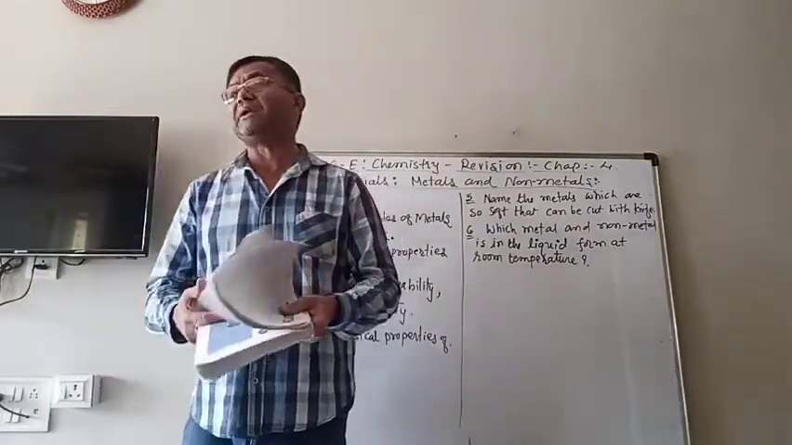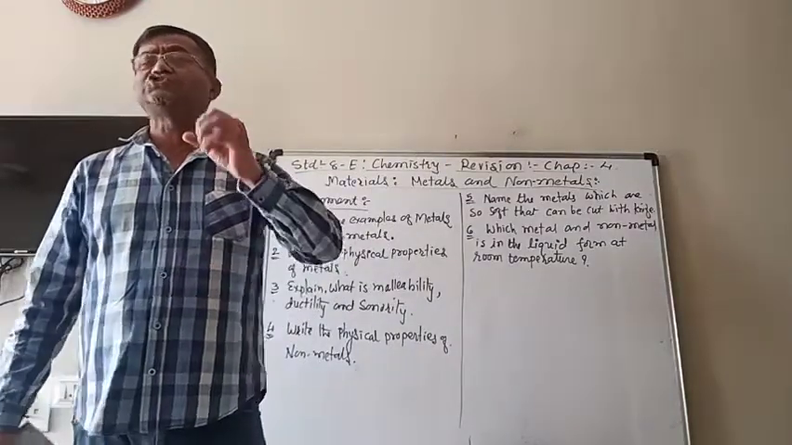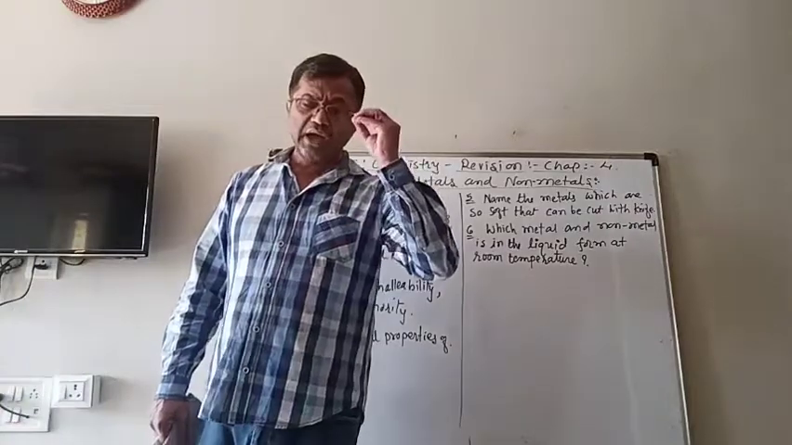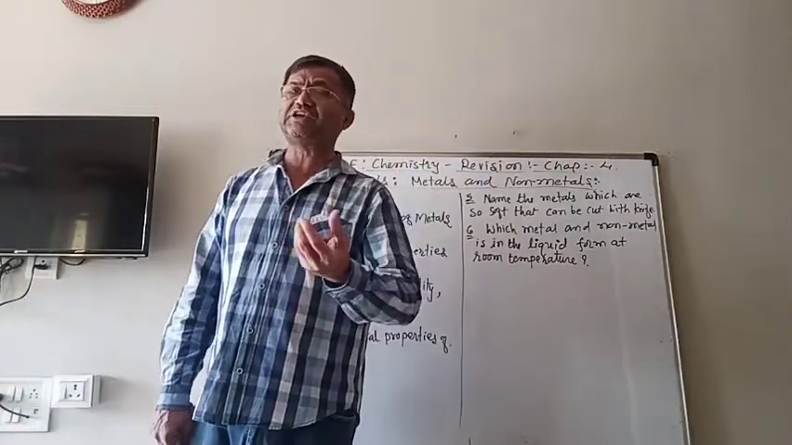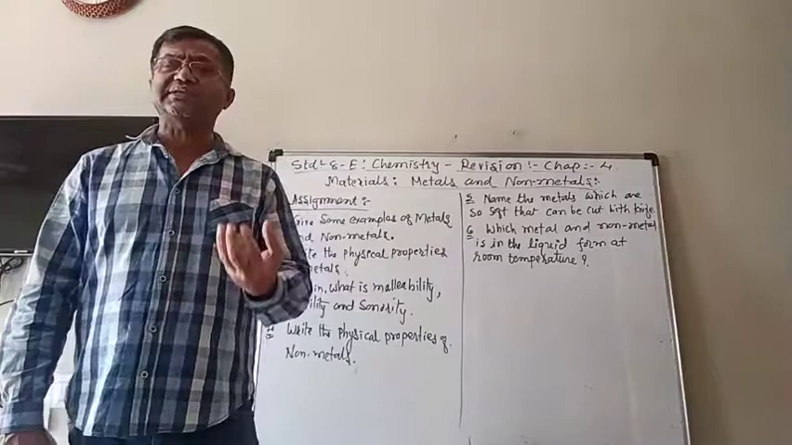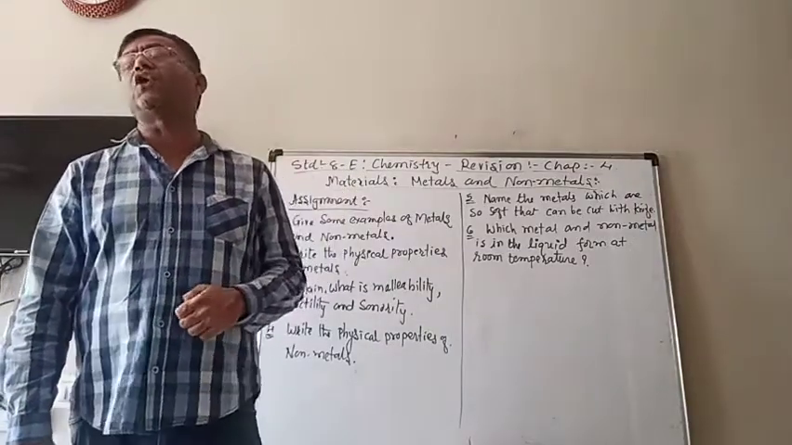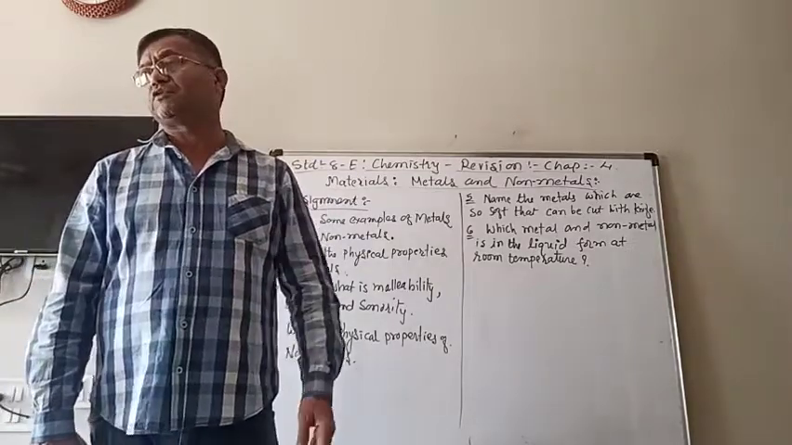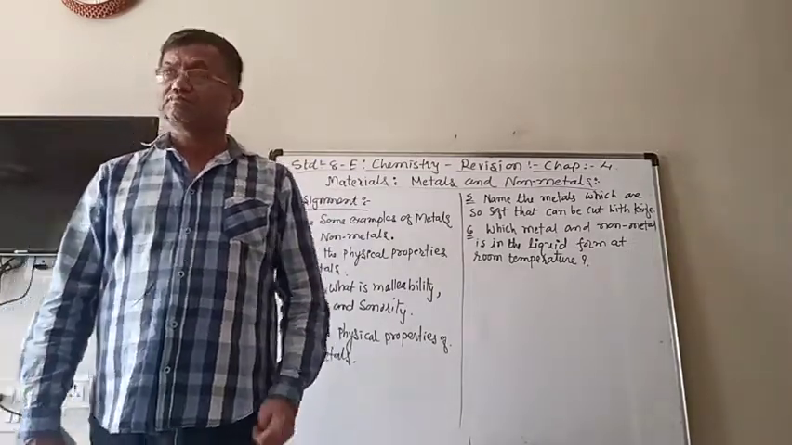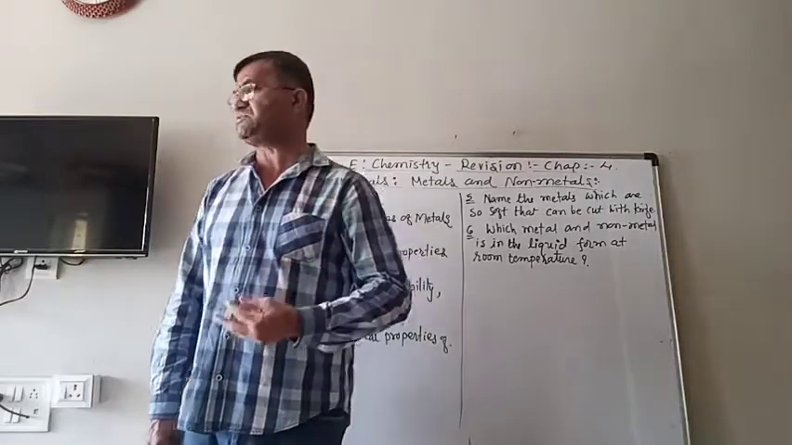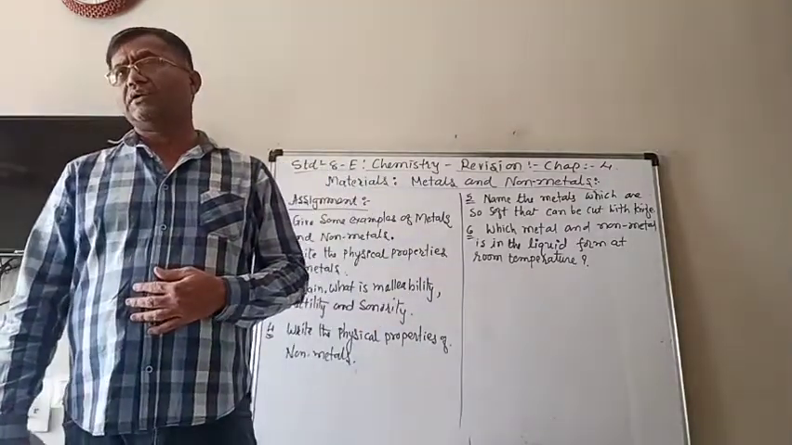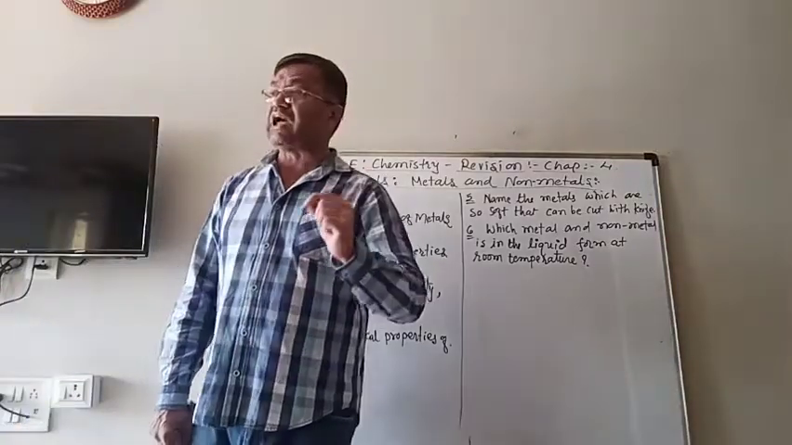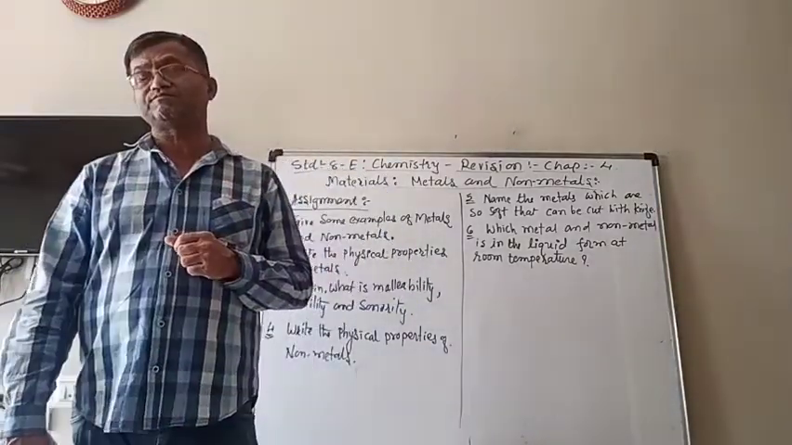Generally, the non-metals are soft or brittle. Brittle means if you hammer them, they break into pieces. For example, if you hammer the coal, what will happen? If you hammer the sulfur, what will happen? It breaks into small pieces. So they are generally soft or brittle, but in that also there is an exception.